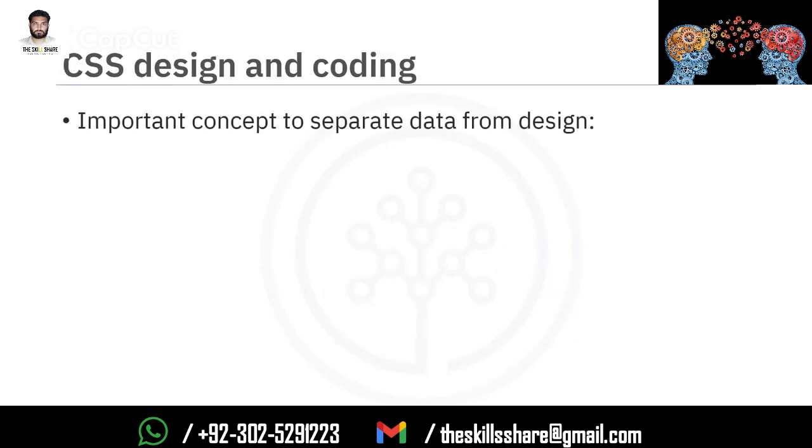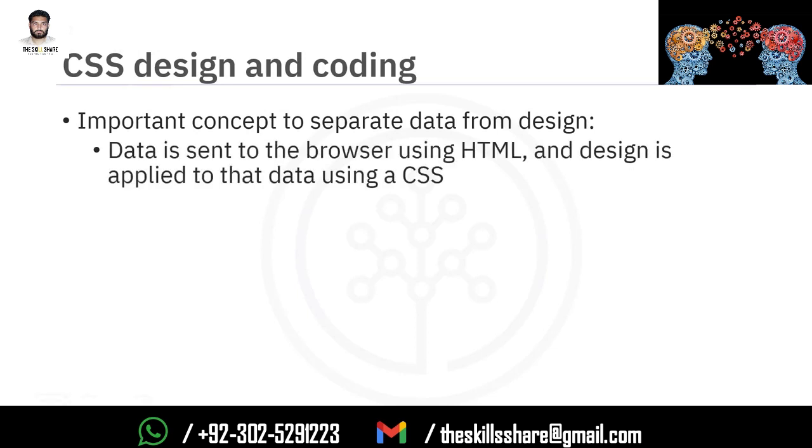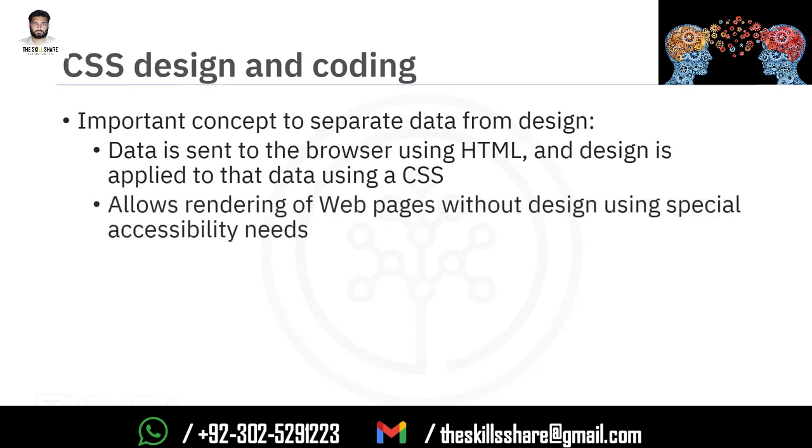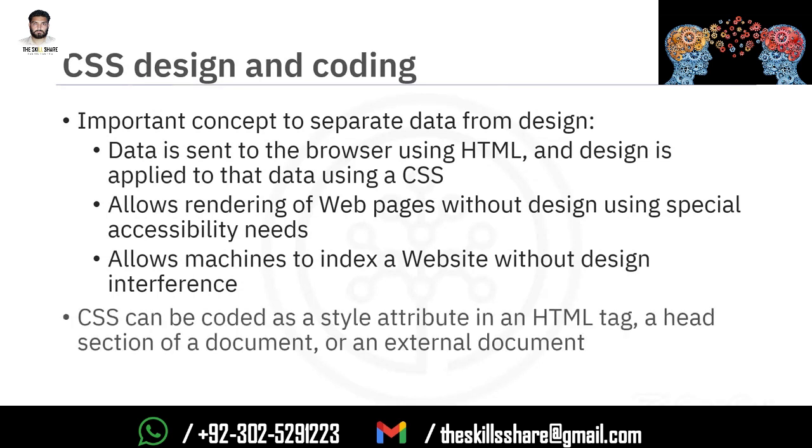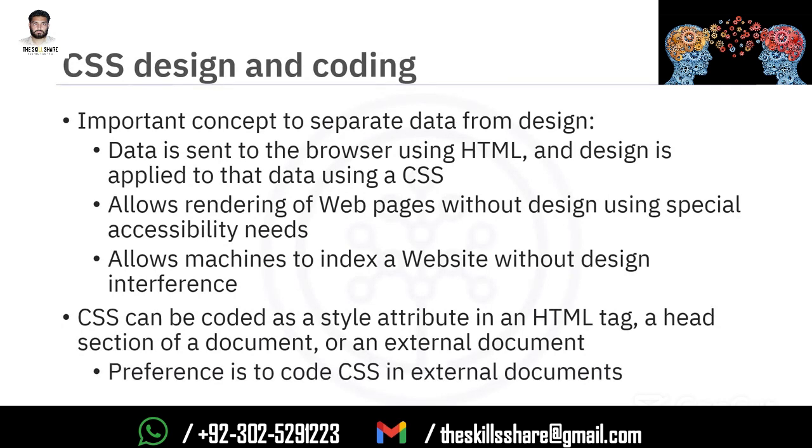For websites, it is an important concept to separate the data from the design. The data is sent to the browser by using HTML, and the design is applied to that data by using a CSS. This separation allows people to render a web page without your design if they have special accessibility needs. It allows machines, such as search engines, to index a website without the design interfering. You can code CSS as a style attribute in an HTML tag, a head section of a document, or an external document. The preference is to code CSS in external documents, referred to as style sheets.